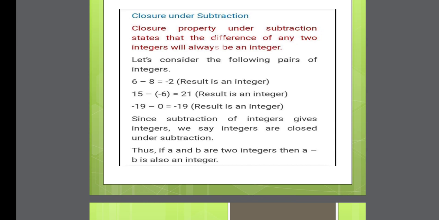So we can say that since subtraction of integers gives integers, integers are closed under subtraction. Thus, if a and b are two integers, then a minus b is also an integer.